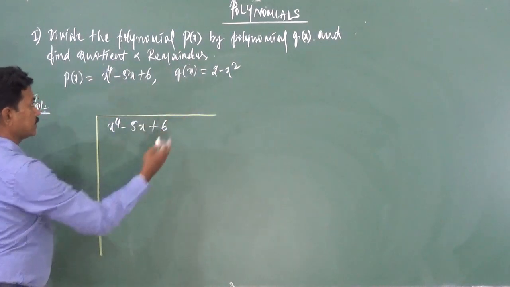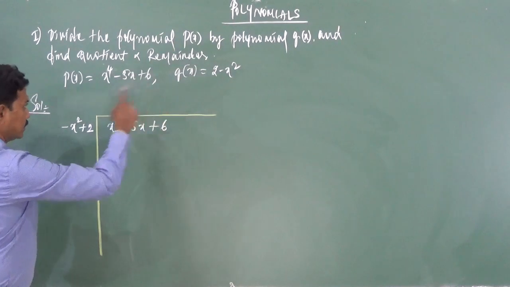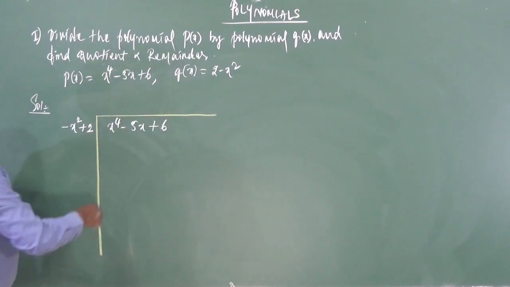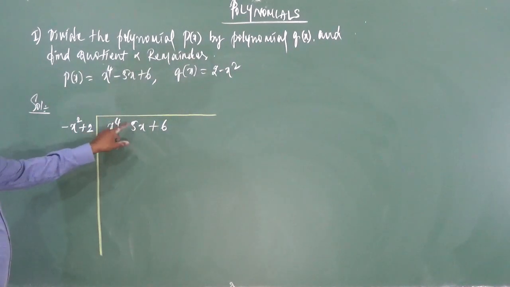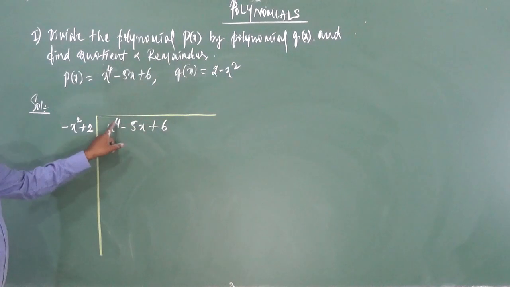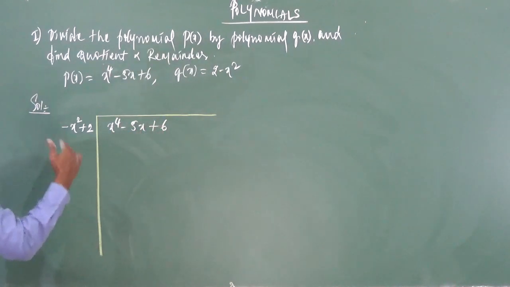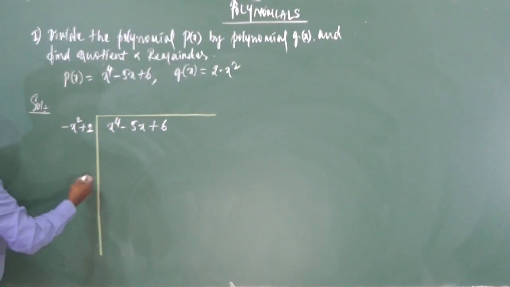So therefore write it in the standard form. So it becomes minus x square plus 2. If you write that divisor in the standard form, it becomes minus x square plus 2. So here 2 terms are missing. So after x to the power 4 you have x to the power 1. So therefore x cube and x square are missing. So no problem, you continue the process. You will get adjusted to that.